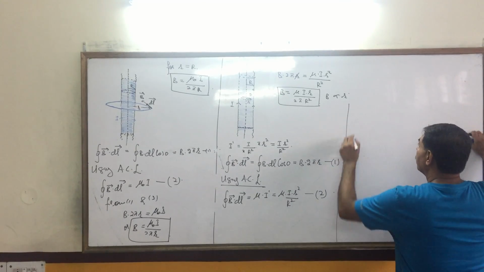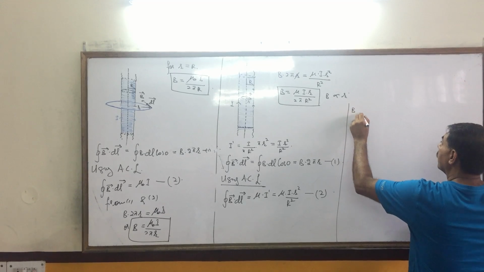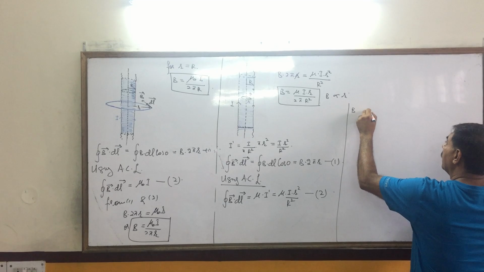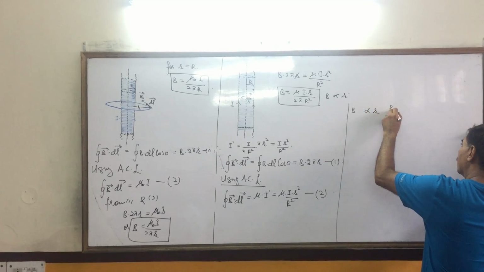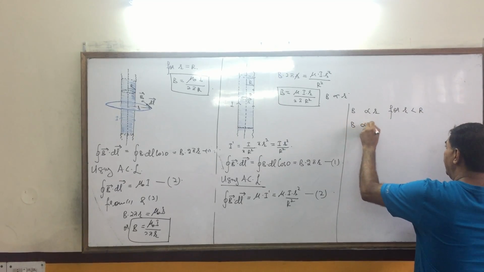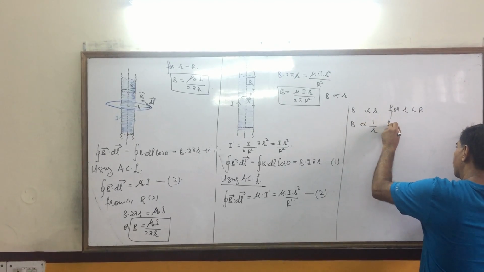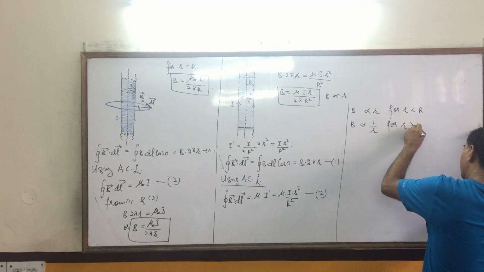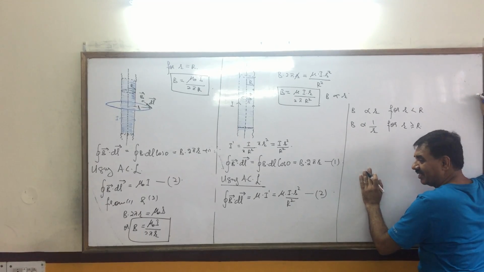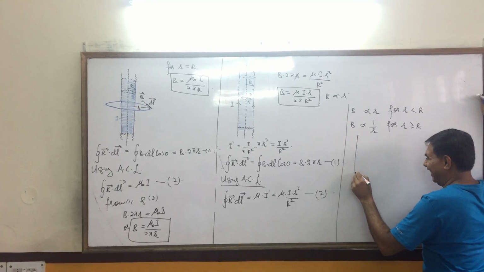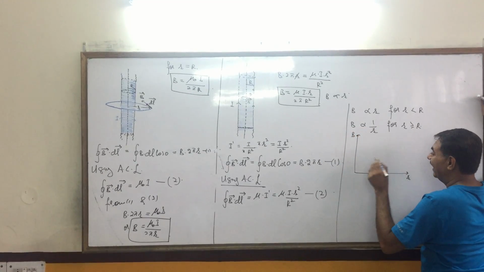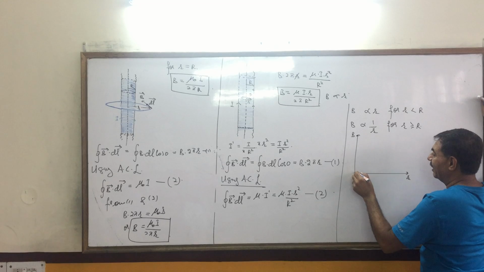Conclusion. B is proportional to r for r less than R. B is inversely proportional to r for r greater than or equal to R. And if we try to represent it simply, it goes something like this.